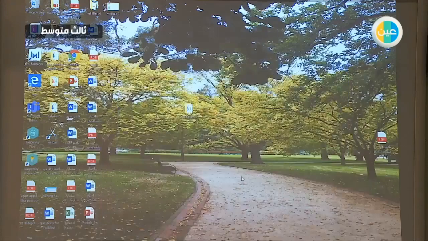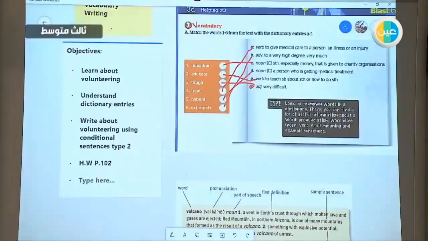Let's wrap up and make a quick revision for our lesson. We learned some vocabulary related to volunteering. We tried to figure out the meaning of the words, or to look up the meaning of the words in a dictionary entry and understand the abbreviation of each word. We wrote some text about volunteering using conditional sentences type 2. I hope that you understand the lesson of today and that it was clear for you. Thank you very much.